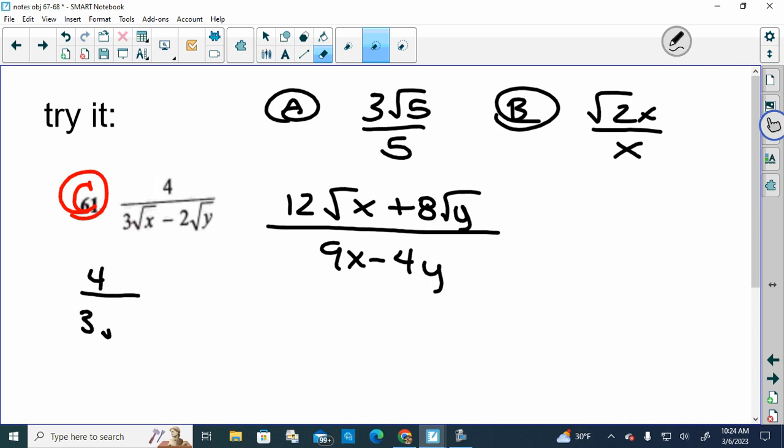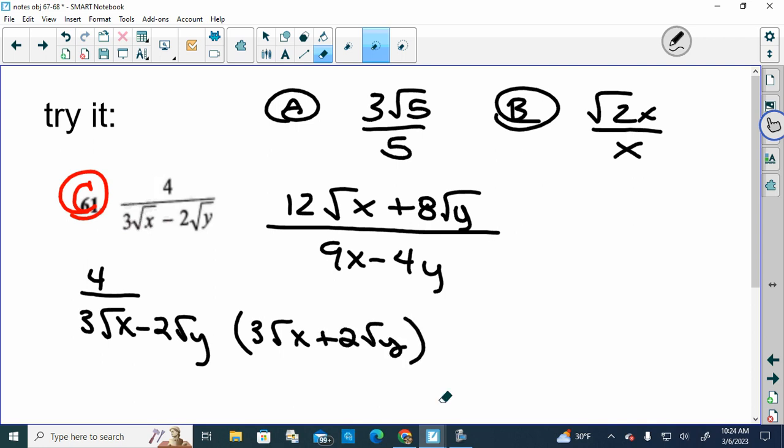So I've got 3 rad x minus 2 rad y. Okay, so I'm going to multiply this, but switch the signs. So 3 rad x plus 2 rad y on the top of one. Okay, so 4 times 3 is going to give you 12x, which is where that came from. This times this is going to give you 8y. That's where that came from.